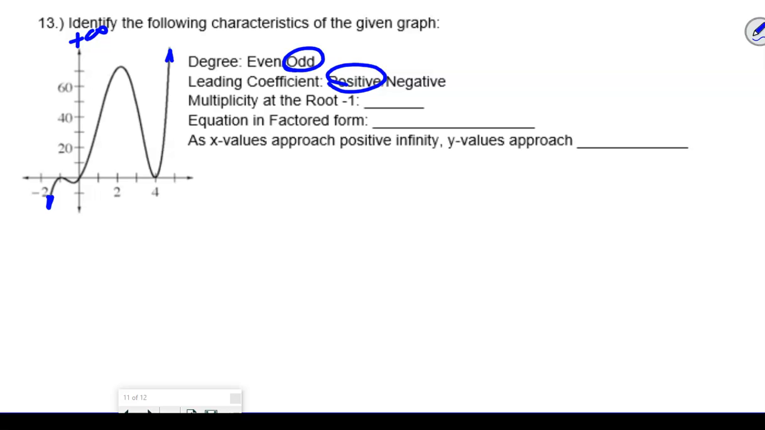Then it's asking us for the multiplicity at the root -1. That's right there. And that looks even to me because it's bouncing off the x-axis, right? So that's even. Then notice we have this x plus 1 over here squared. So that's our first term, x plus 1. And we changed the sign of that, remember? Okay, now this right here is x plus 0, and it's just slicing it, right? So it's going straight through it. So this is just going to be an x. And then over here, again, we have an x minus 4. And remember, we always change the sign.